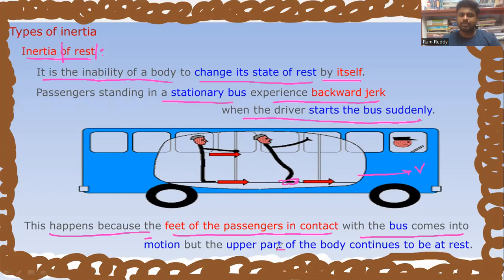But the upper part of the body continues to be at rest. This upper part of the body remains at rest. Okay, that is our inertia of rest.